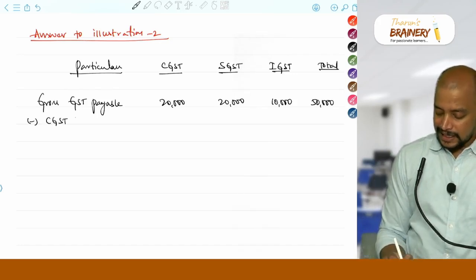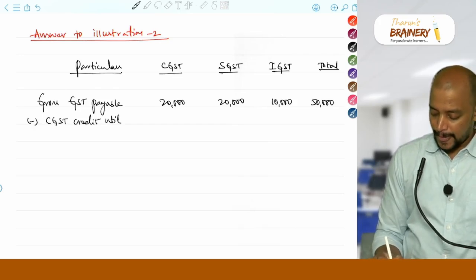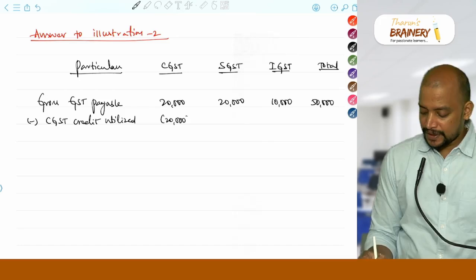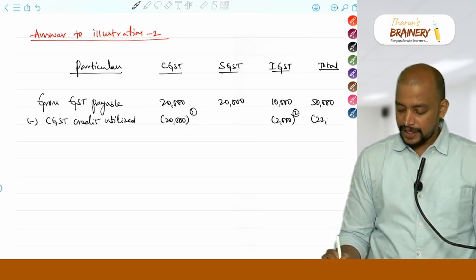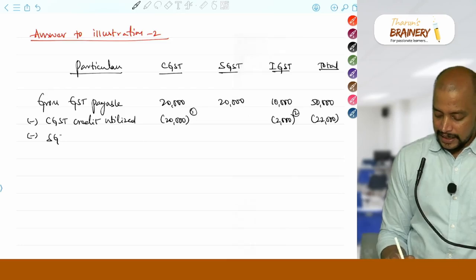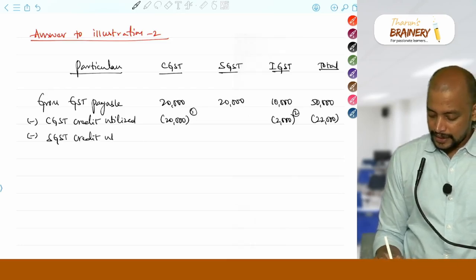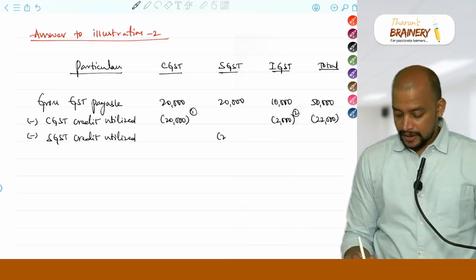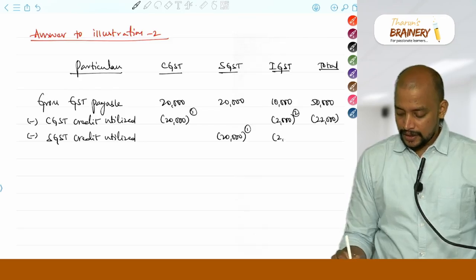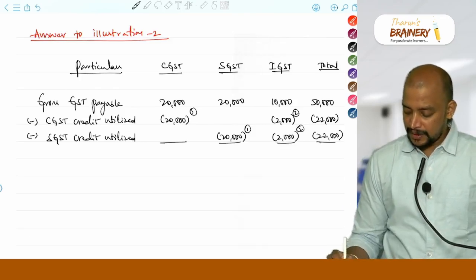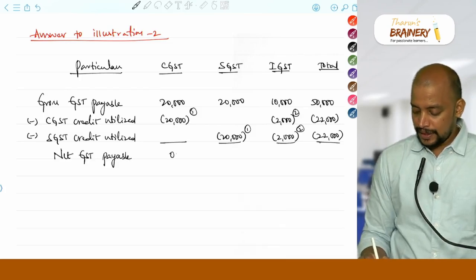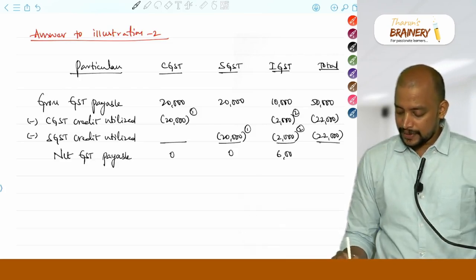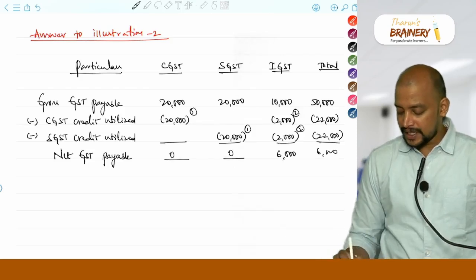Minus CGST credit utilized. So 20,000 we use for CGST, and the extra 2,000 we have is for IGST, so 22,000. Then SGST credit utilized: 20,000 and then 2,000, so 22,000. So net GST payable is 0, 0 and 6,000. There is no alternative answer for this. This is the only answer.